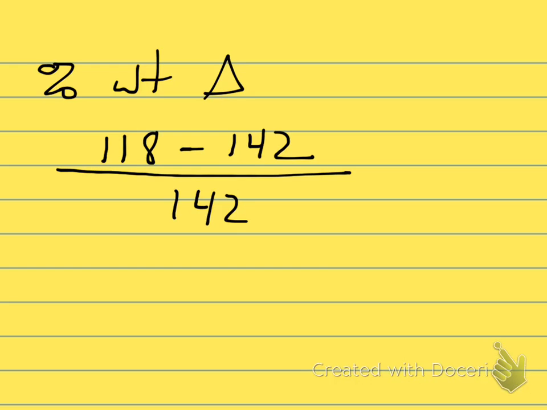So we do the math here, and we end up with a percent weight change of 17%. And that's actually a negative 17%. If this number is negative, it tells you that they've lost weight. If it's positive, it tells you that they've gained weight. So 118 minus the 142 gives you a minus 24 pounds. You then divide that minus 24 by 142, and by the time you do the rounding, you get a negative 17%.